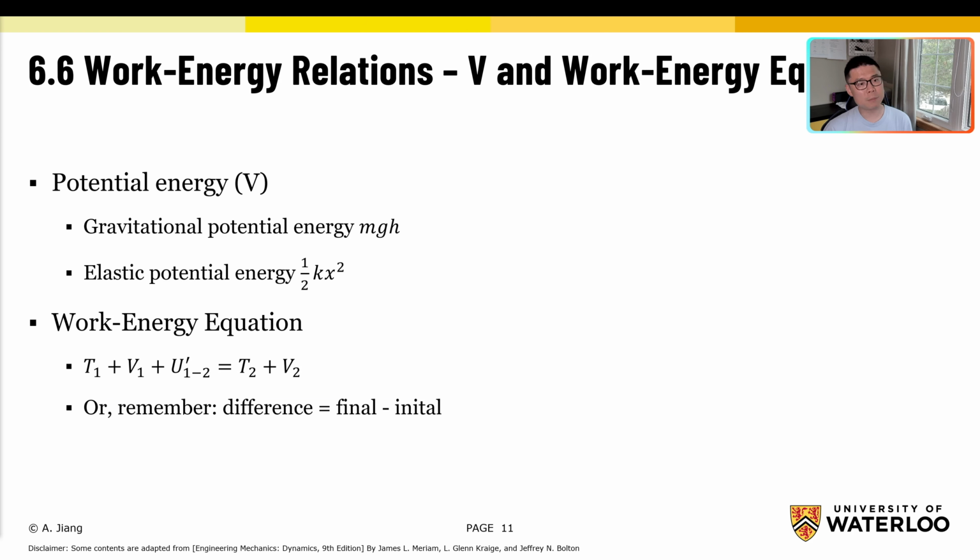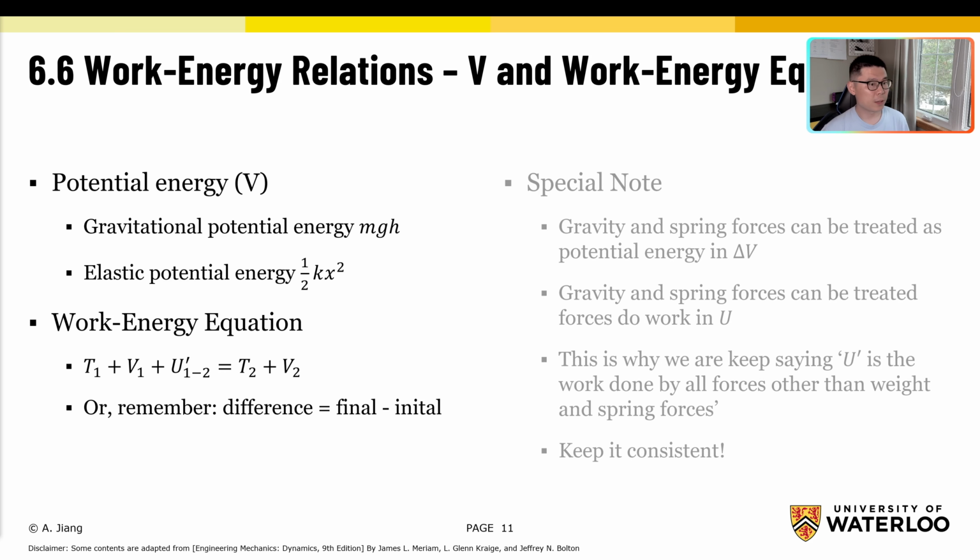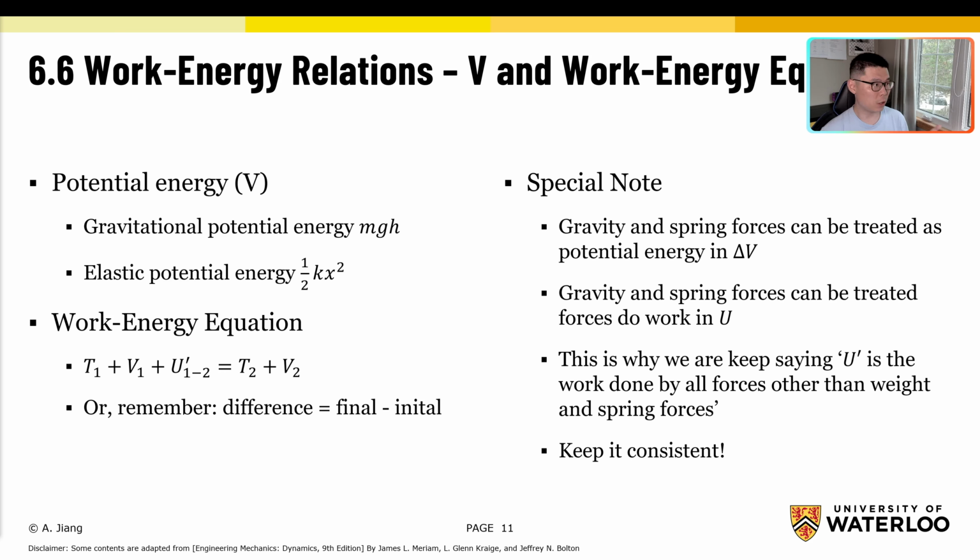Luckily, there is no change in potential energy. We'll still use the same thing as we did in chapter 3. I would like to remind you of a few things here. Recall from chapter 3, we have U_1-2 and U'_1-2. This is differentiated by whether treating gravity and spring force as a force or as potential energy. If you treat them as potential energy, you will be using the U prime. If you're treating them as force, you will be using the U. It's just a slight difference, really depending on your preference. Either way is fine as long as you are being consistent.